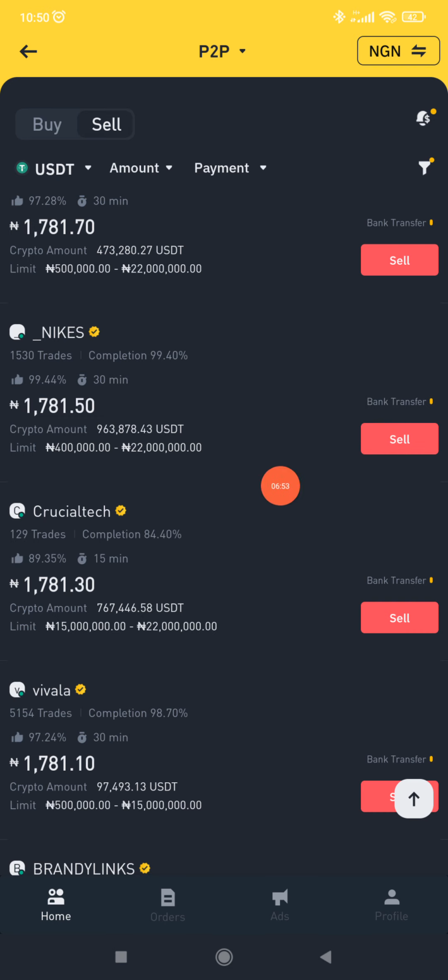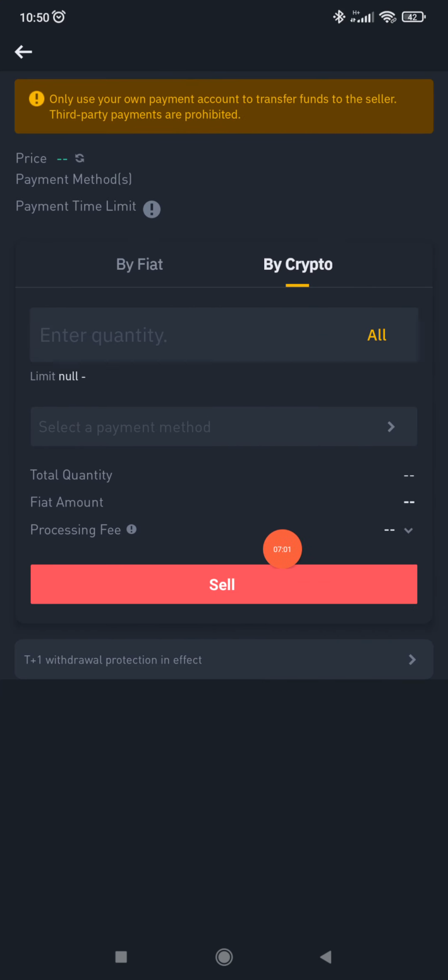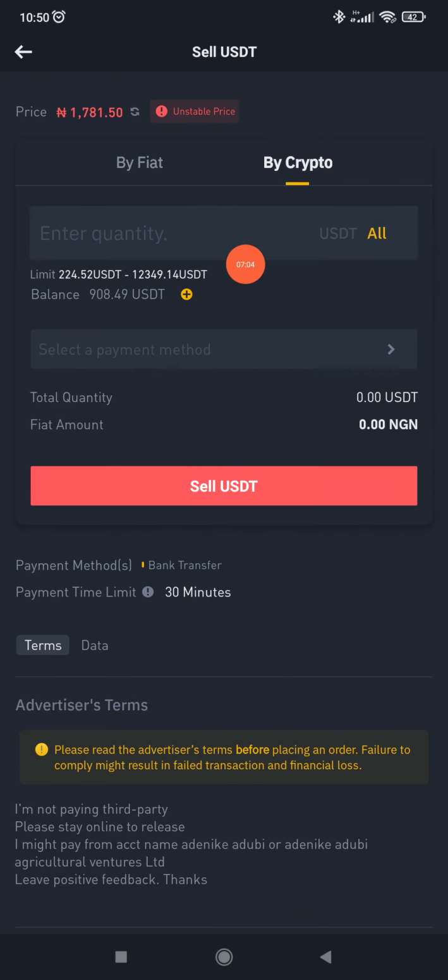Now once you hit on sell, Binance is going to produce a sell order. Okay, it's going to produce a sell order. Let's hit it now. So this is what the sell order will look like. You have fiat, of course, we're dealing with crypto, so it's on crypto. So at this point, you enter the quantity you want to sell. Okay, you enter the quantity.